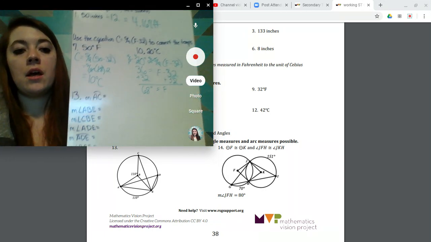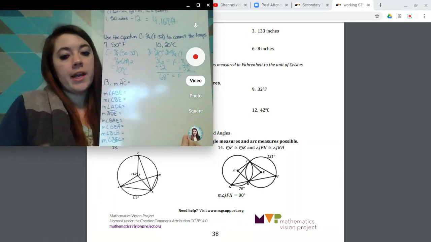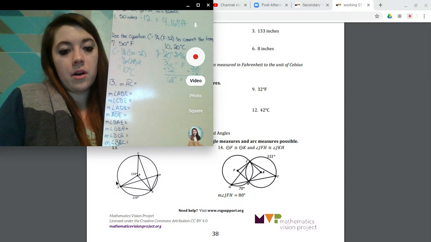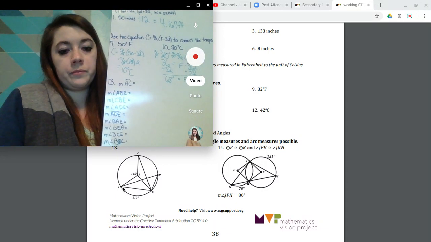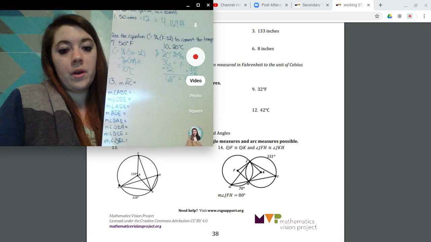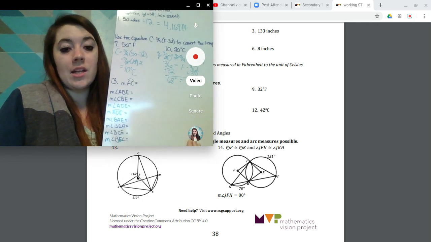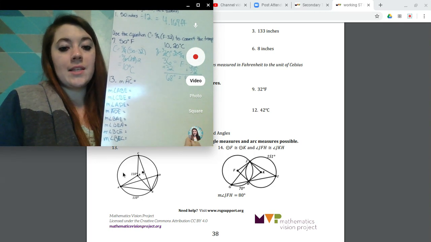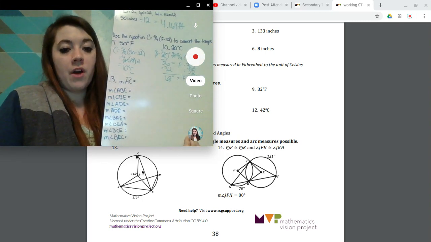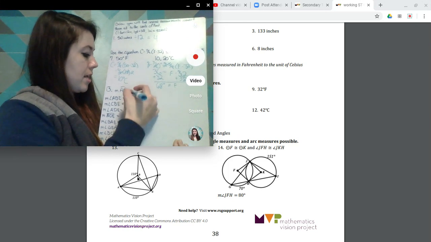Looking at this, the measure of arc AC. So that's this arc right here. Now remember, when we have an arc, and the angle that's cutting this arc or giving us this arc is at the center of the circle, the central angle and the arc measure are the exact same thing. So the measure of arc AC is 110 degrees.